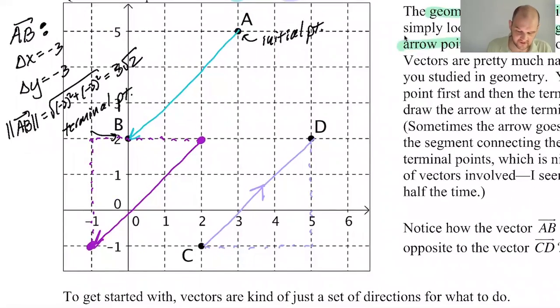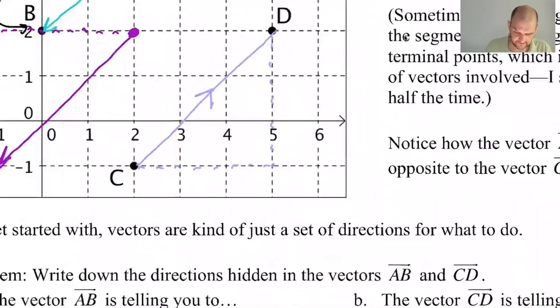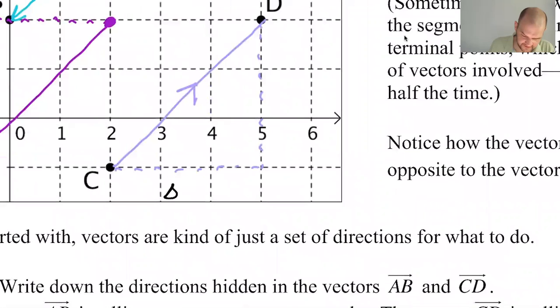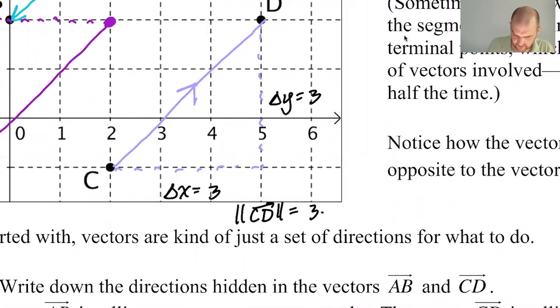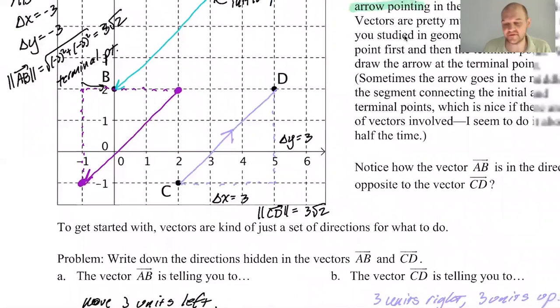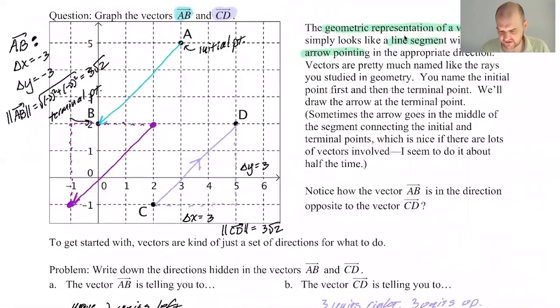And then if we did it for this one, and then I will stop the video here, your delta x is 3, your delta y is 3. So the norm or the length or the magnitude of CD is also going to be 3 root 2. So they have exactly the same length. They're in exactly opposite directions. So this is a little intro.